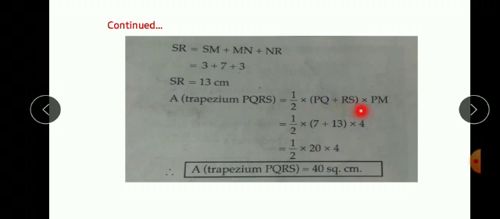In this way, area of trapezium PQRS is half into sum of the parallel sides, that is PQ plus RS into PM. It is equal to half into 7 plus 13 into 4. 7 plus 13 is 20. So 1 by 2 into 20. So 2 is divided with 20, so 10. 10 4s are 40. So area of trapezium PQRS is 40 square centimeter. In this way, we have finished this sum.